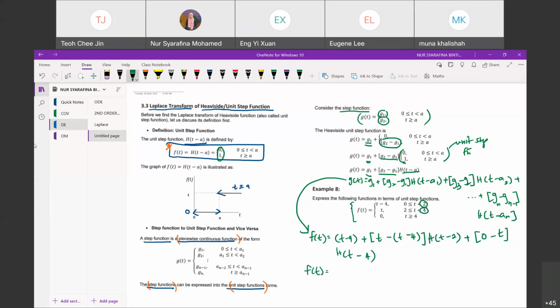So your unit step function will be given by t minus 4, plus (t minus (t minus 4)) H(t minus 2), minus t H(t minus 4). So this is how you express from step function to unit step function. Is that clear now? Okay. Anyone ask question?